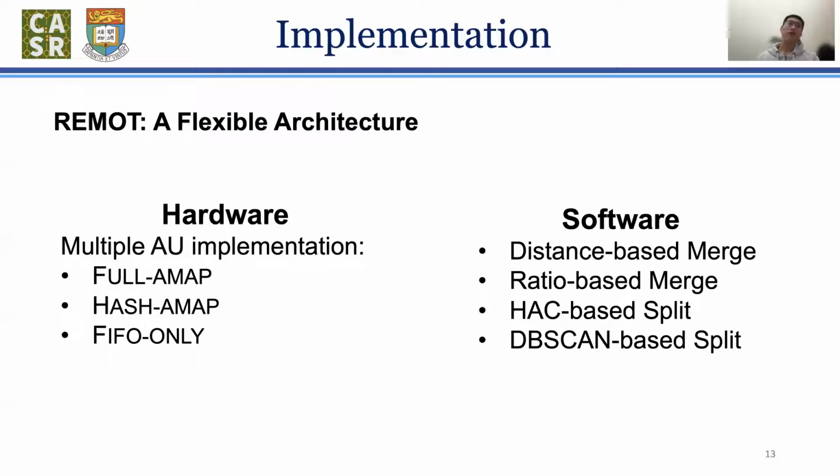Also, we claim that the architecture is highly flexible. To show this point, we propose different AU implementations: the full attention map, hash attention map, and FIFO-only implementation. And also on the software side, we implement some modular, different merge and split algorithms to show that our architecture is highly flexible.